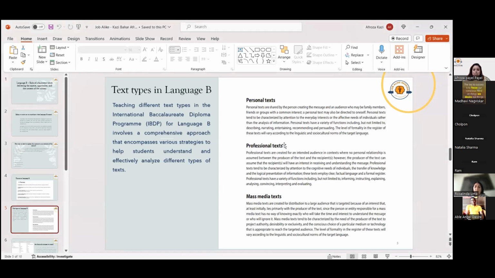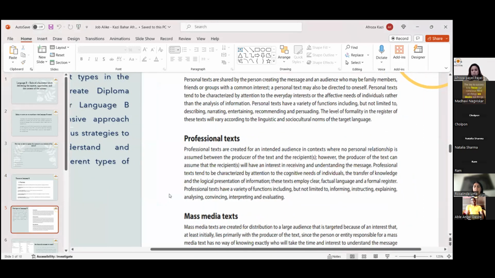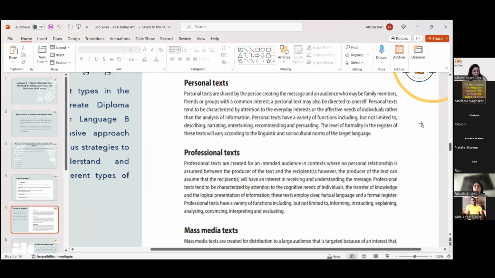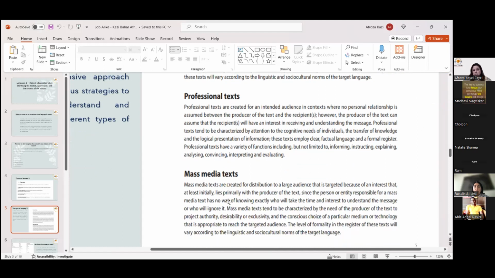Moving on to the text types that we must actually teach. Although I have taken this from the DP Language B guide, we teach these things throughout the program, from PYP to MYP and finally at the DP level. If you see, number one is personal text, then professional text, and finally mass media text.